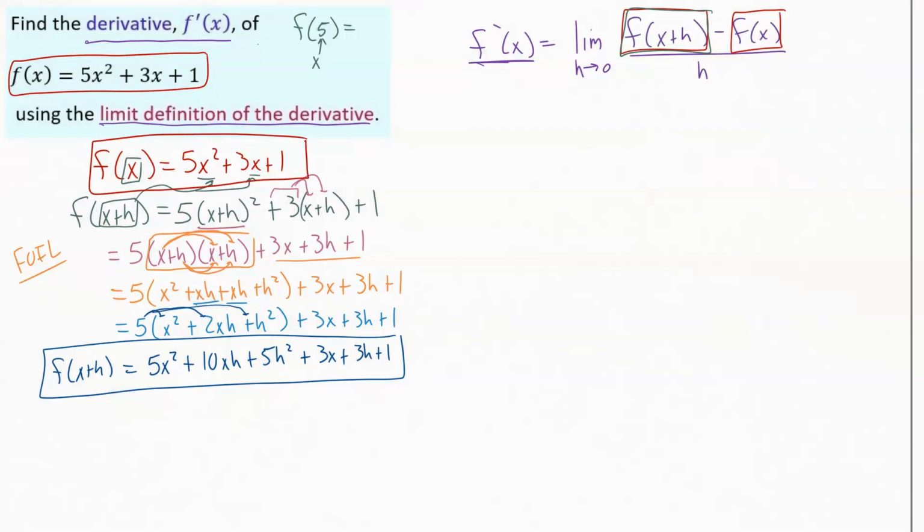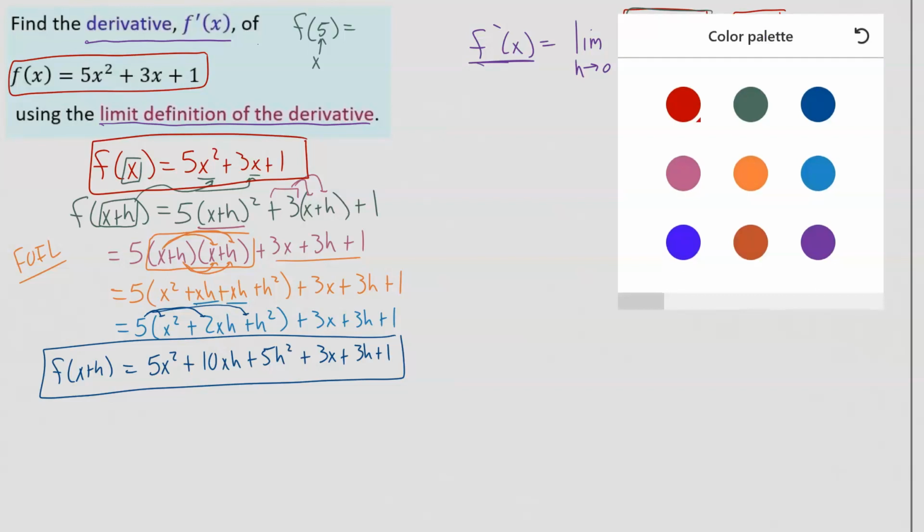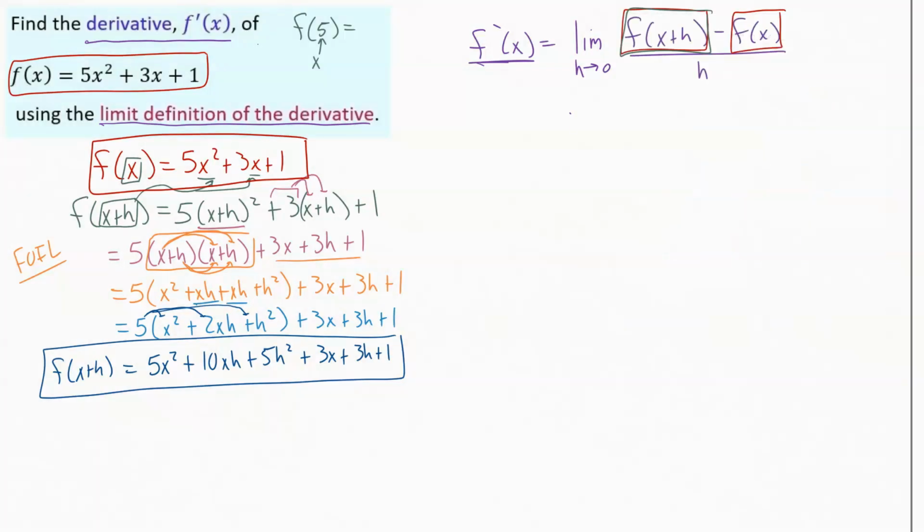And now we're just going to start plugging everybody into this limit definition here. So we start off keeping our limit statement with us. We get the limit as h approaches 0. And now we got to plug in that whole f of x plus h chunk right there. So that's going to be 5x squared plus 10xh plus 5h squared plus 3x plus 3h plus 1.